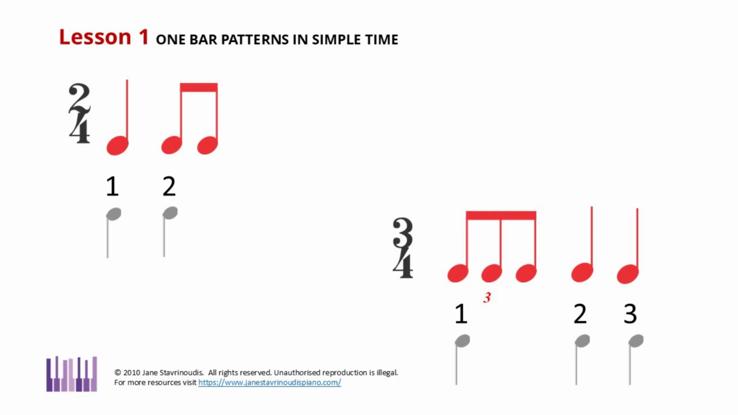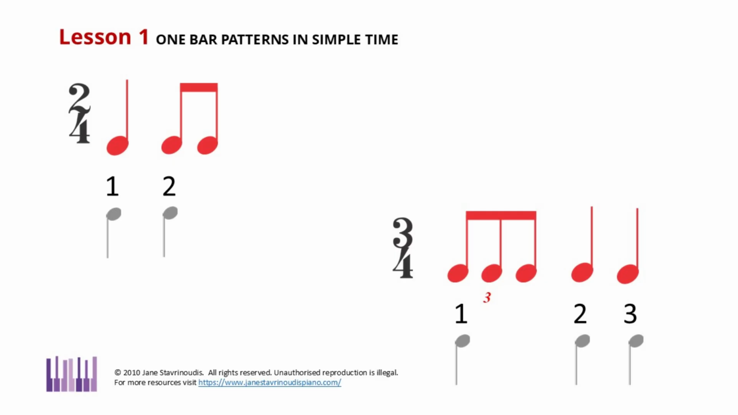Here is an example of a rhythm in 3/4 time with a triplet, and this is what it sounds like. 1, 2, 3. 1, 2, 3. Notice how all the sounds in that bar add up to 3 crotchet beats. Also note that each beat can easily be divided into 2.